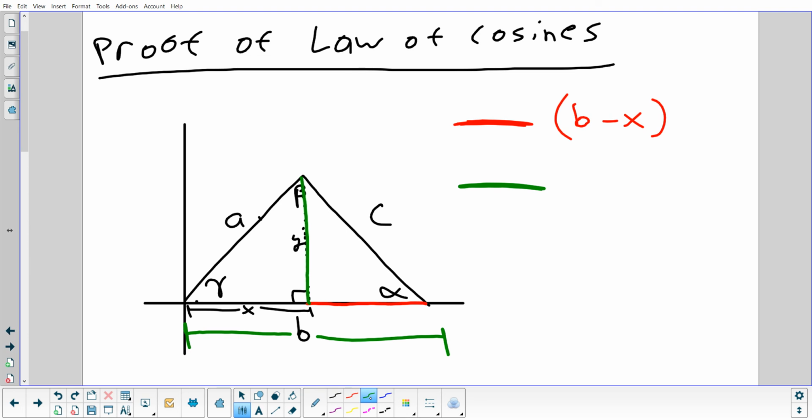I think I probably should use this color. This is just an indication for the bottom side. So the green line segment is the one that's the height. Yeah, Y. It's just Y.